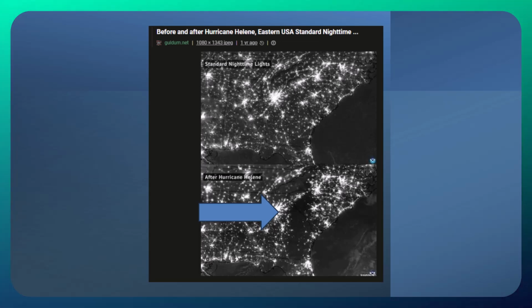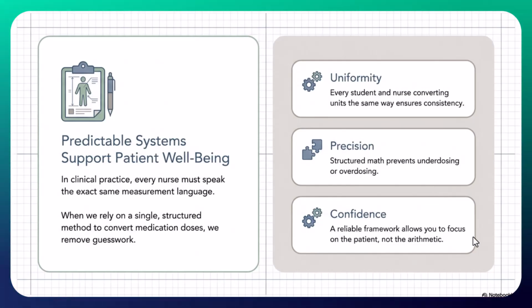That's why we teach you how to do your medication calculations. Part of that is having predictable systems that support patient well-being. In your clinical practice, every nurse must speak the exact same measurement language, and that's why you need to have your conversion factors memorized. For next week's quiz, you won't be allowed to use your conversion factor cards. You need to have it memorized by then.